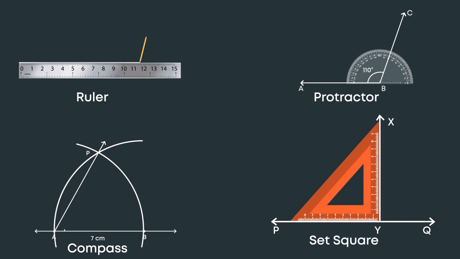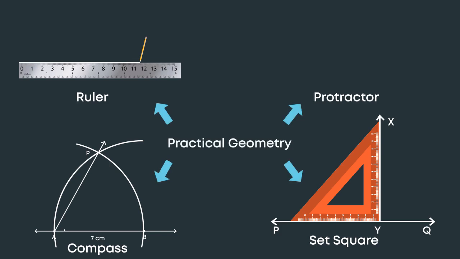The branch of mathematics which deals with constructing geometrical shapes using tools is called practical geometry. In this chapter, let us construct lines, circles, and angles of given measure using the geometric tools.